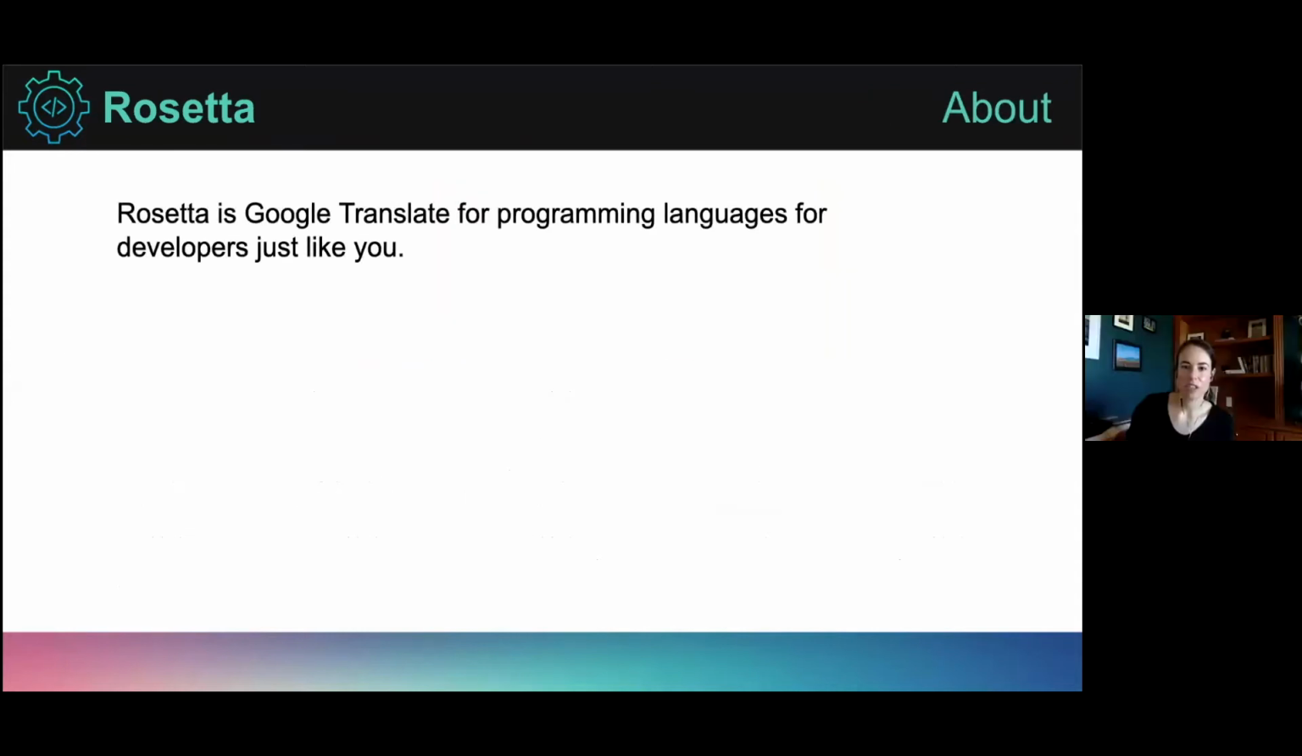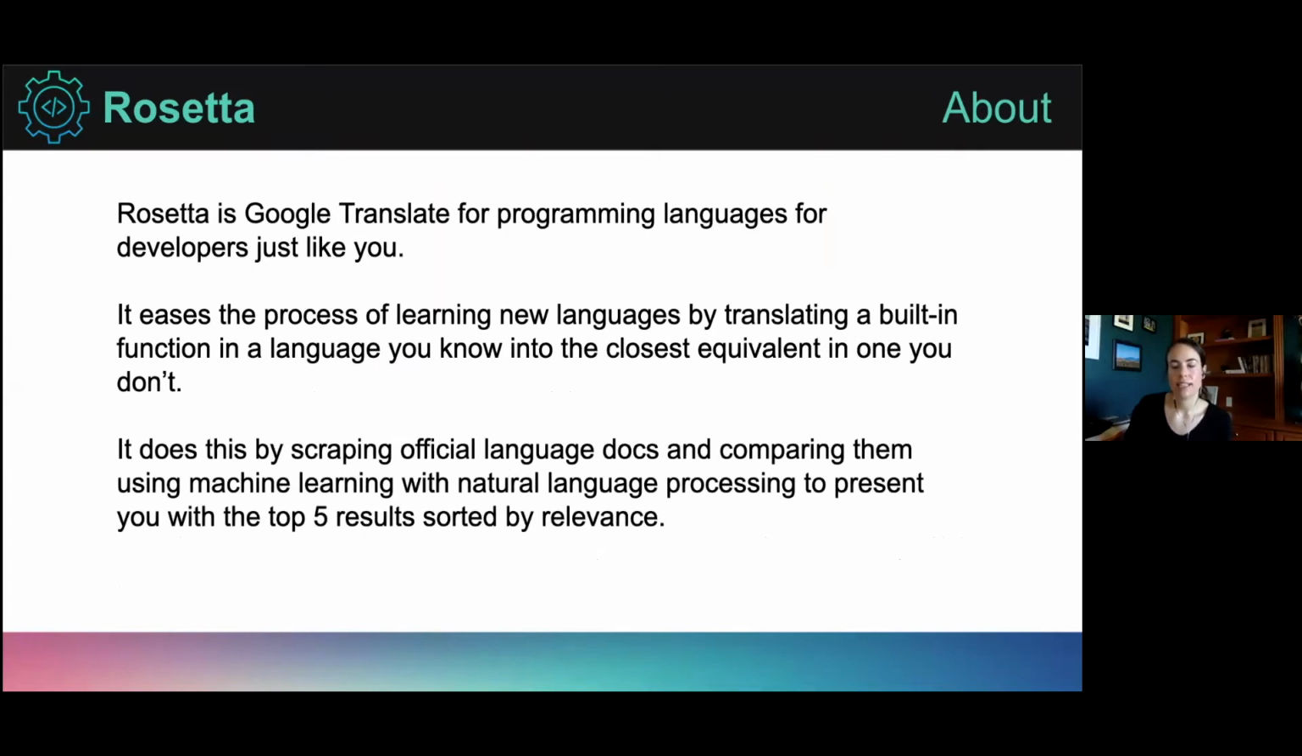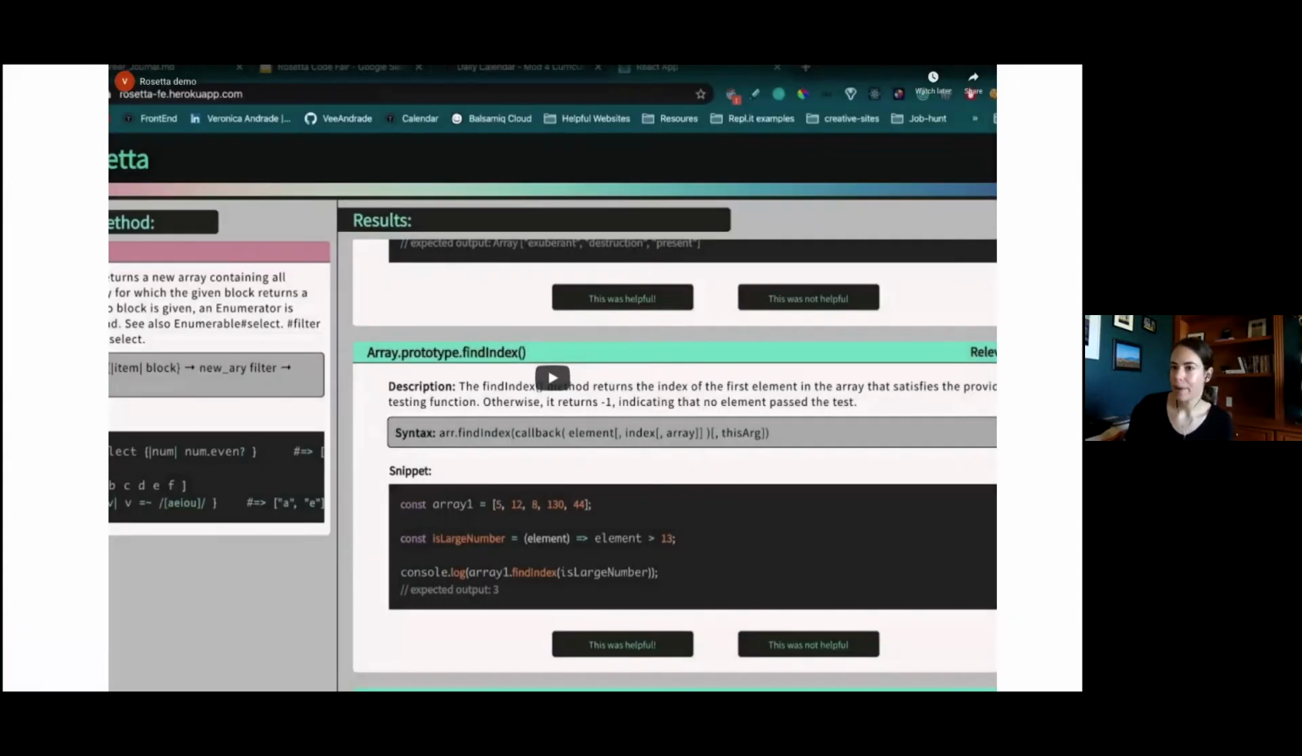Rosetta is Google Translate for programming languages for developers just like you. It eases the process of learning new languages by translating a built-in function in a language you know into the closest equivalent in one that you don't. It does this by scraping official language docs and comparing them using machine learning with natural language processing to present you with the top 5 results sorted by relevance. V is going to take us through a demo next.